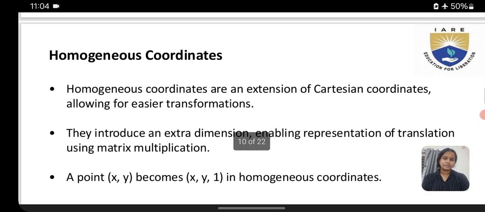Homogeneous coordinates. Homogeneous coordinates are an extension of Cartesian coordinates, allowing for easier transformations. They introduce an extra dimension, enabling representation of translation using matrix multiplication. A point (x, y) becomes (x, y, 1) in homogeneous coordinates.